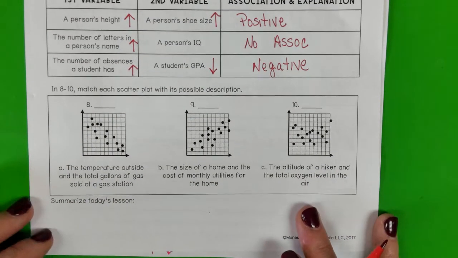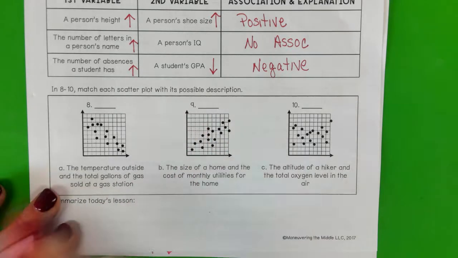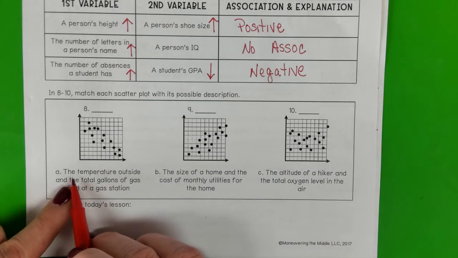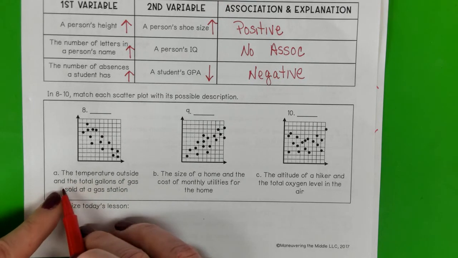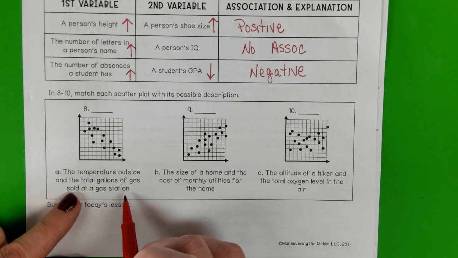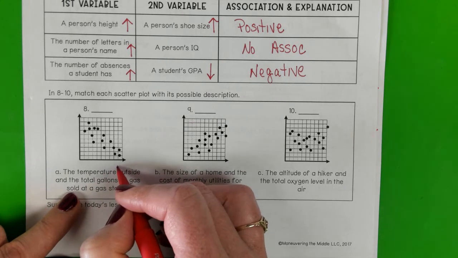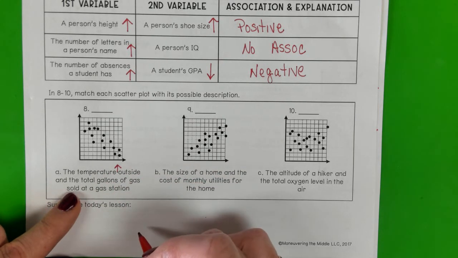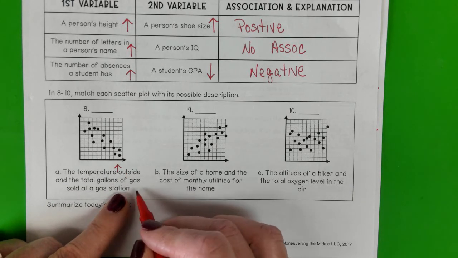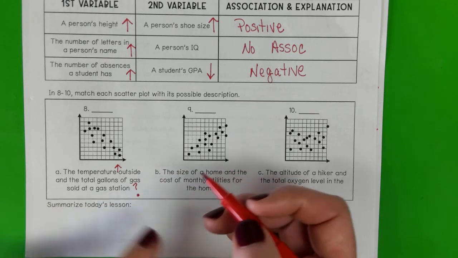Okay, this says to match our scatter plot with its possible description. So let's look at our answer choices. It says the temperature outside and the total gallons of gas sold at a gas station. As the temperature goes up, what do you think is going to happen to the gas sold? Do you think it's going to increase or decrease based on that? I'm not sure. Let's look at B.